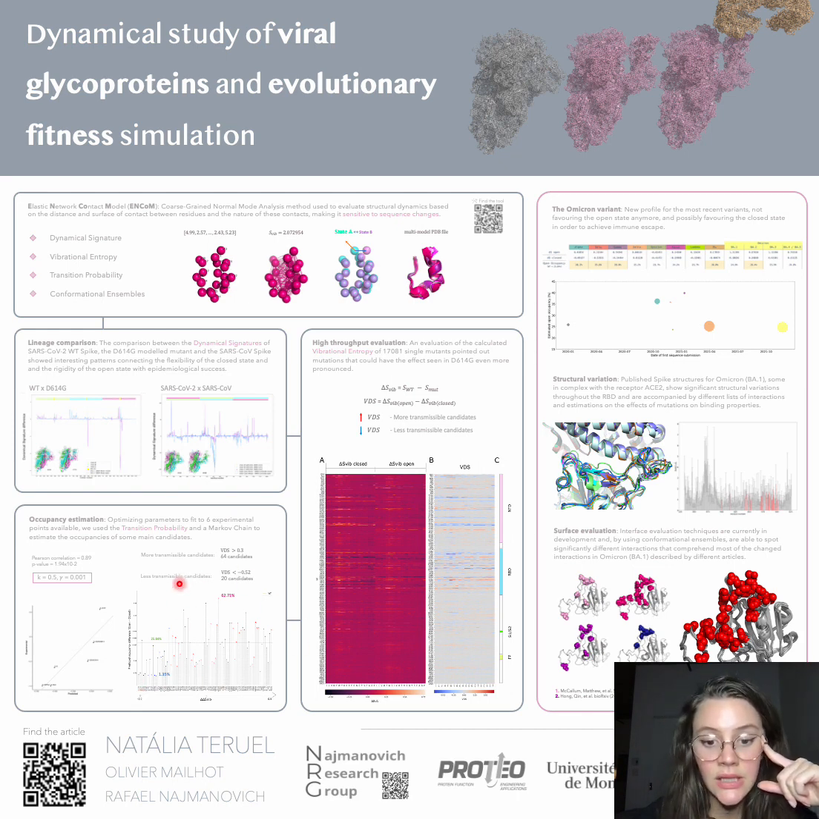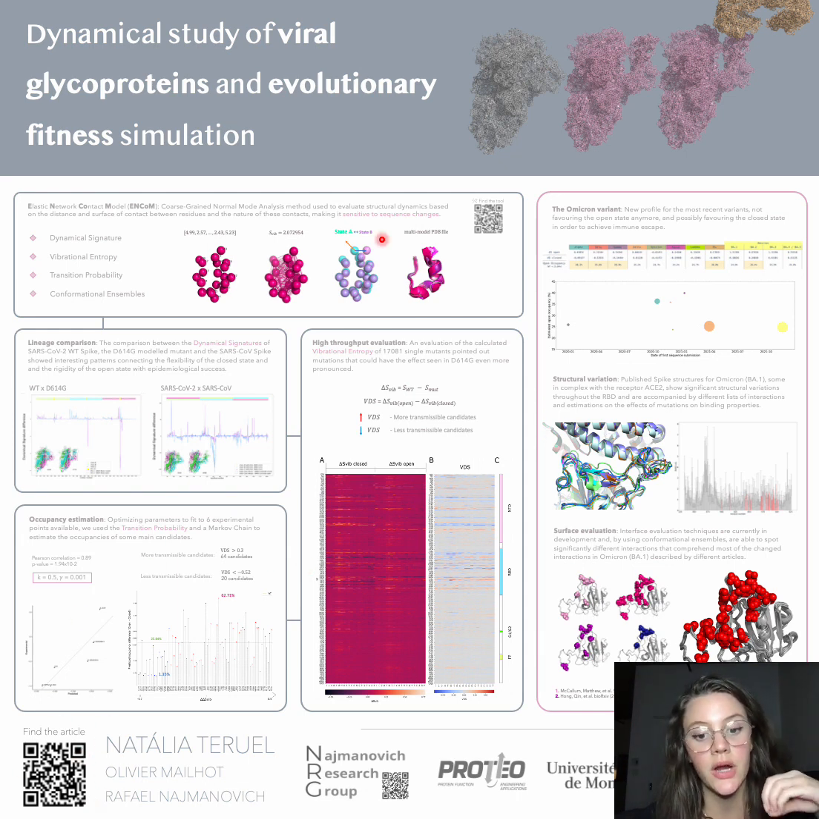And interestingly, lots of our top candidates later appeared in new variants, especially alpha, beta, and gamma. So we were able to predict, for example, the N501Y mutation that had an open state occupancy estimated to over 50% in our evaluations. Everything that I just presented is available in this article for the spike protein.